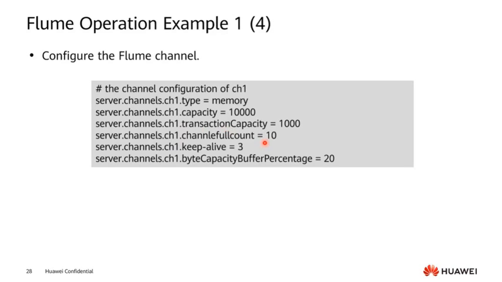channelFullCount indicates the channel full count. There will be an alarm when the value reaches the threshold. keep-alive indicates the timeout interval for adding or deleting an event in the buffer. byteCapacityBufferPercentage indicates the percentage of the remaining buffer memory. When the remaining buffer memory is less than the value of byte capacity, data cannot be sent to the buffer.